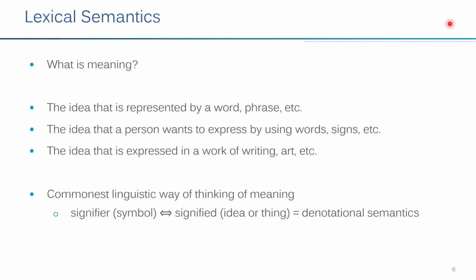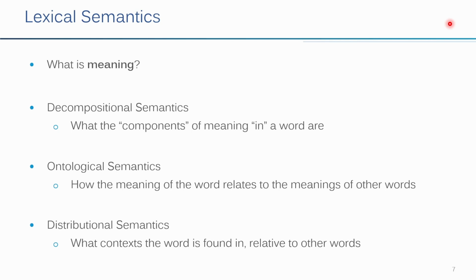And this is what we call denotational semantics. This is not the only way for us to illustrate semantics. There are a couple of different ones. So there is the compositional semantics, in which we break down words into specific elements. And then we have ontological semantics, which is how the meaning of a word relates to the meaning of all the words. Think more of a graph, encyclopedia, taxonomy way of dealing with words, and we'll see a couple of examples. And then we also have distributional semantics.